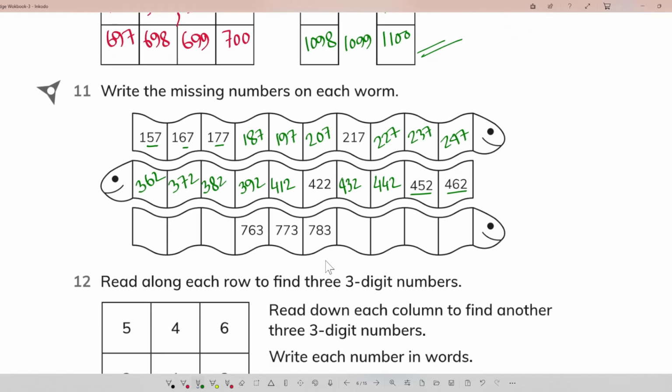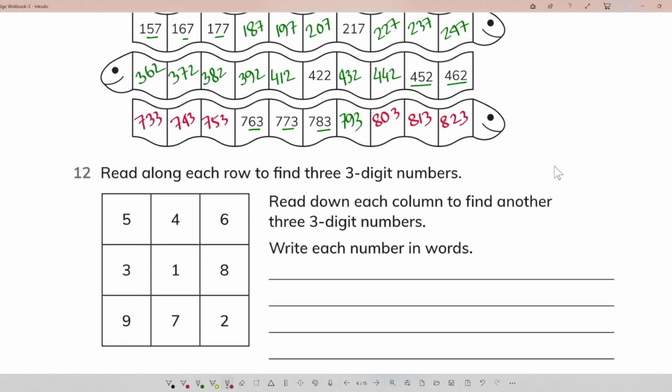So what about in here? Look, 63, 73, 83. So here should be 793. Then just 10 increase. So 803. It means 803, 813, 823. And here is 753, 743, and 733. Okay.